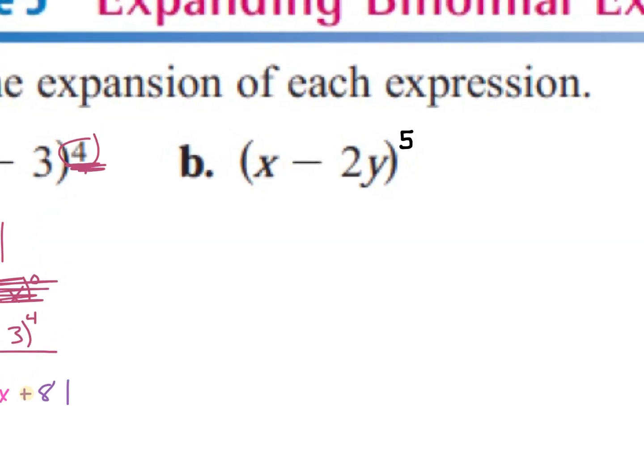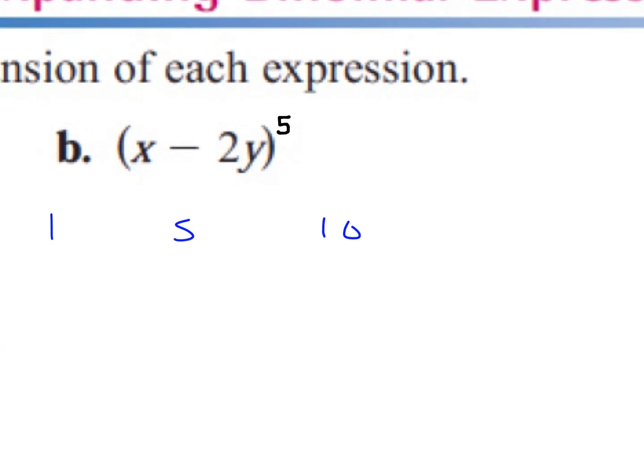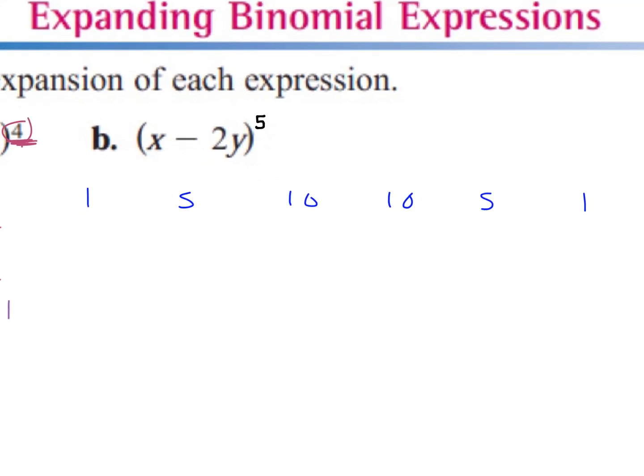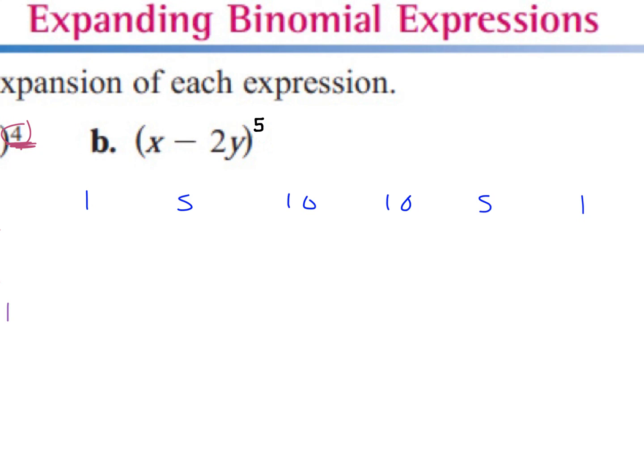All right, let's look at B. Here we have x minus 2y to the 5th power. So which row are we looking at now? The 5th row. What are our coefficients in the 5th row? 1, 5, 10, 10, 5, 1. And then our first term is x. So we write x, x, x, x, x, and x.